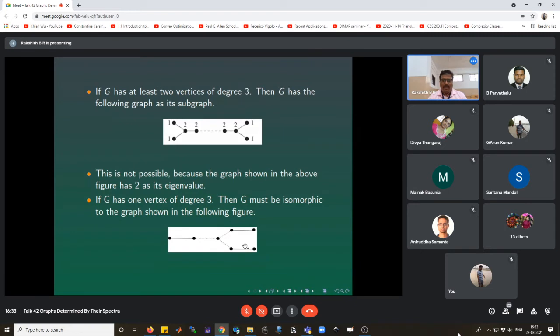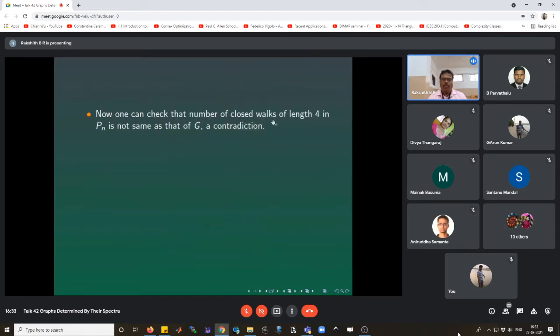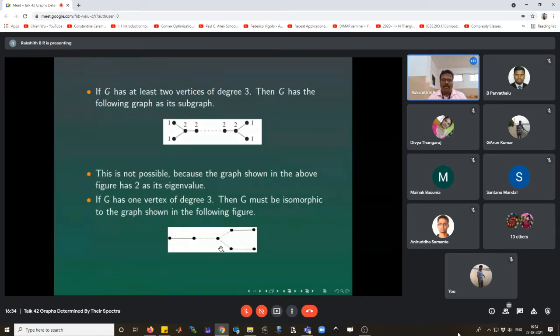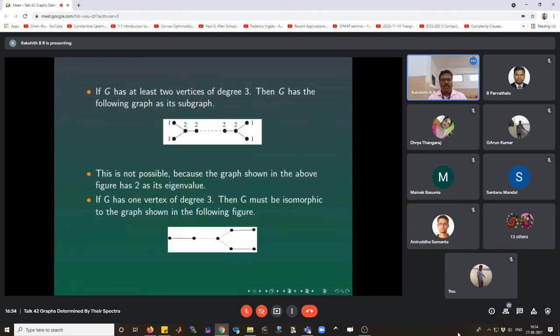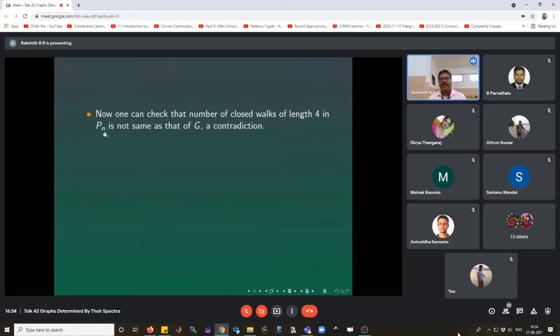And now if you just start counting the number of closed walks of length 4 in this graph G, you can see that it is not the same as the number of closed walks in the path Pn. The number of closed walks of length 4 in any graph is given by twice the number of edges plus 4 times the number of induced paths of length 2. So if you count this number for this graph G and for the path Pn, you can easily check that they are not equal.